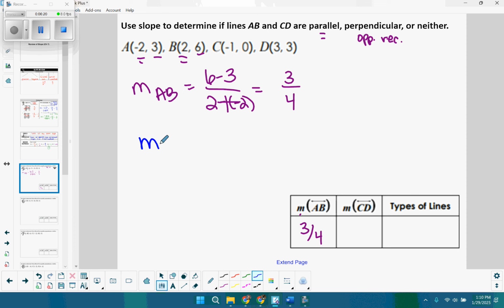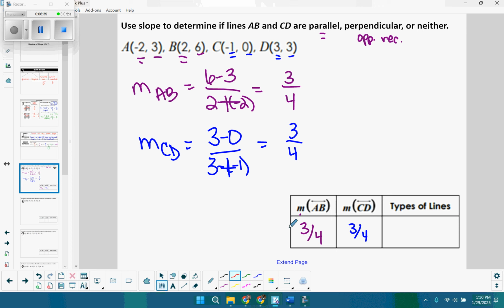Now I'll find the slope of CD. So that's going to be 3 minus 0 on the top, and 3 minus negative 1 on the bottom. Minus minus becomes plus, 3 plus 1 is 4, so I get 3/4. So comparing my two slopes, they're equal to each other. That makes these parallel lines.